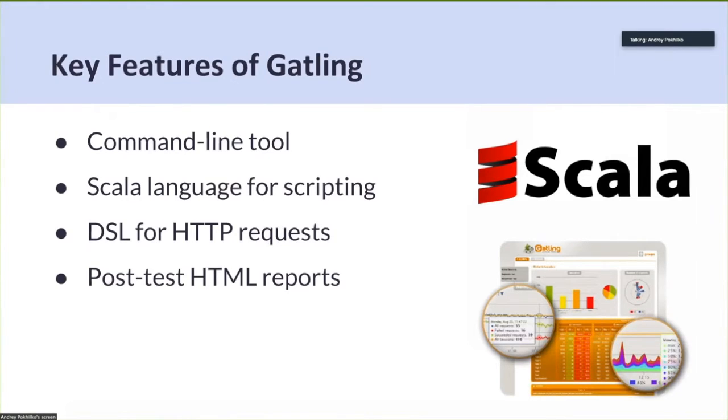But Scala has some specific features which differ it from Java. And Gatling ships a DSL for making HTTP requests, and there are also extensions to do other types of requests. So they have this DSL to ease the scripting and specification of the flow for your load test. And also Gatling generates post-test HTML reports. You can see it here on the right.